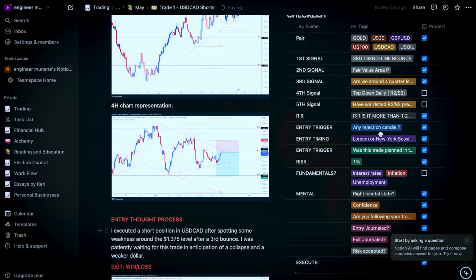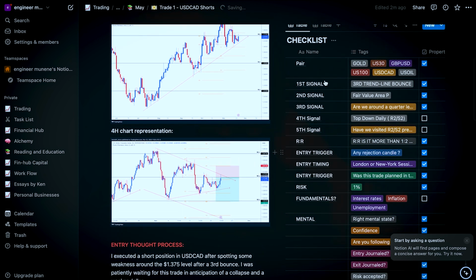Okay, my checklist basically deals with which pairs am I trading. So I have my pairs there. What is my first signal? Was it evident? Okay. What was my second signal? Was it evident? What was my third signal? Was it evident? So if you're going to use it, then you also need to tell me what your signals are. Then I have a fourth and a fifth signal.